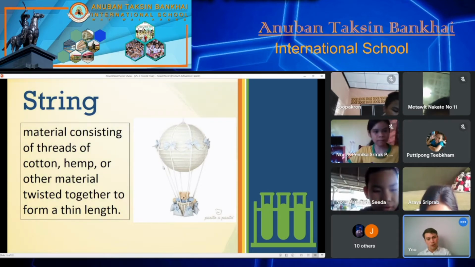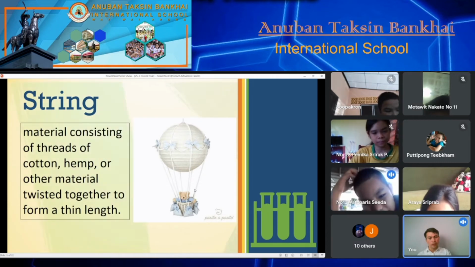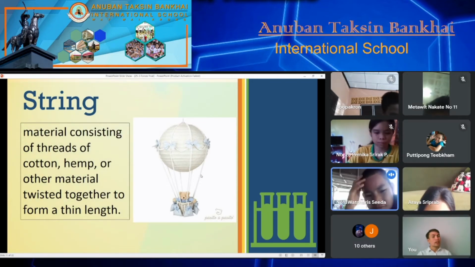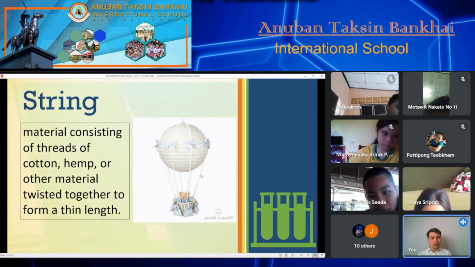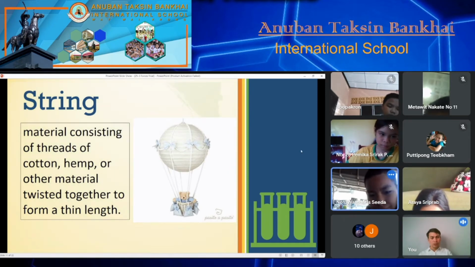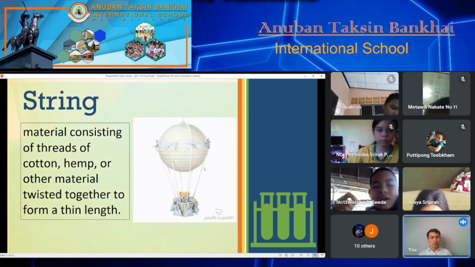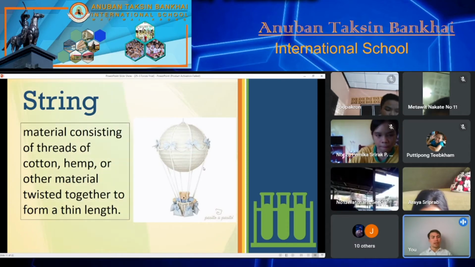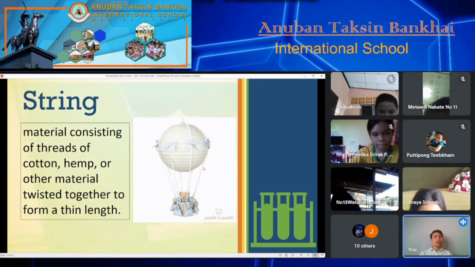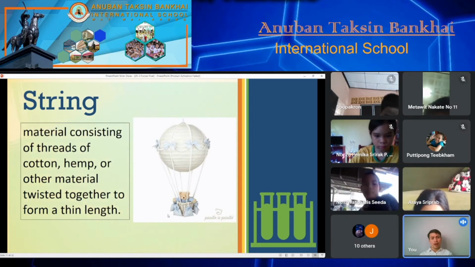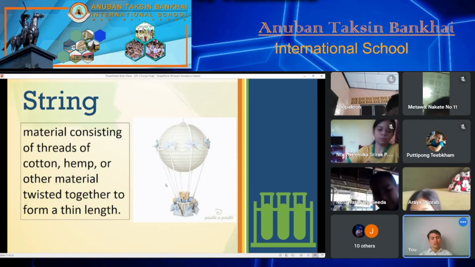Let's count. 1, 2, 3, 4, 5, 6, 7, 8. Yes, it should be 8. The last string here should be 8, right? Because it should be balanced. So this one has 8 strings connected to the basket where the teddy bear is. Okay, so that is the string.